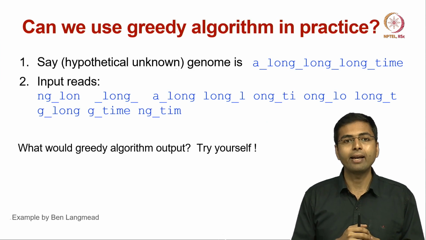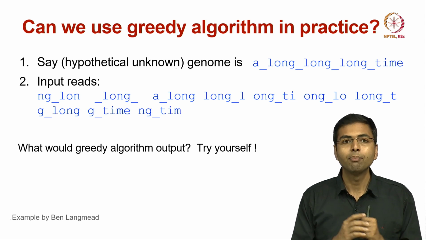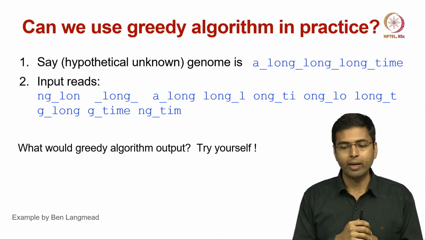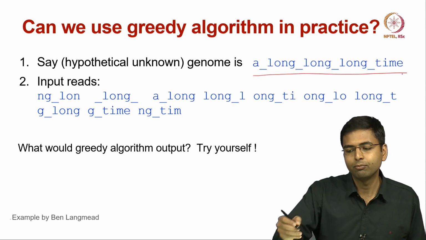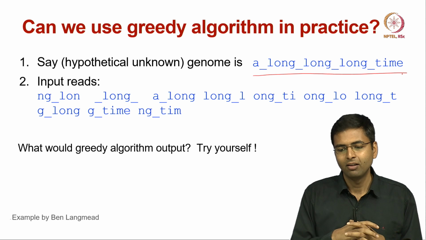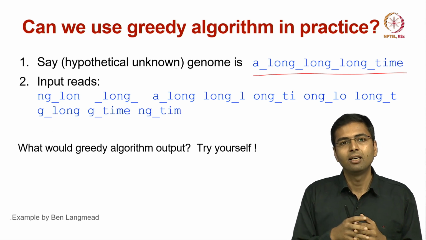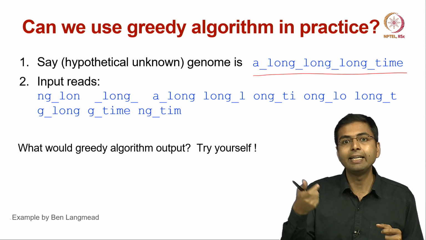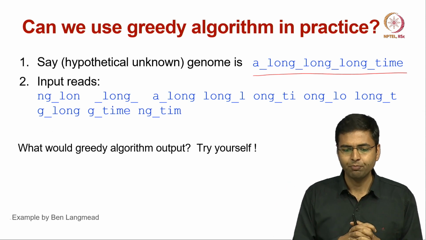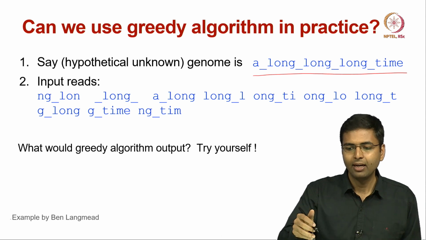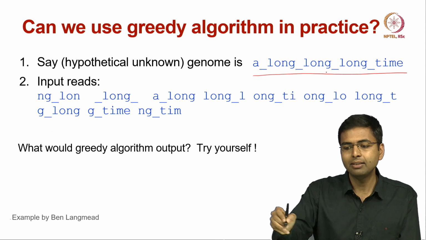So, let us look at an example to answer this question. Suppose my hypothetical unknown genome sequence is "a long time". So, this is a hypothetical genome sequence. Here I am using an English text, but obviously in reality the genome sequence would be in terms of A, G, C and T's. But for an example, let us consider a hypothetical case where the genome sequence is "a long time" and you have these underscore symbols in between.